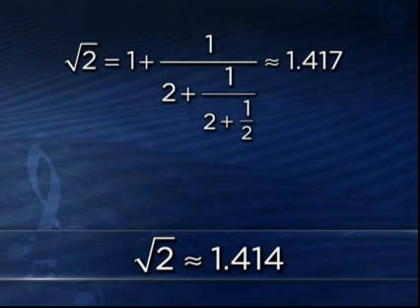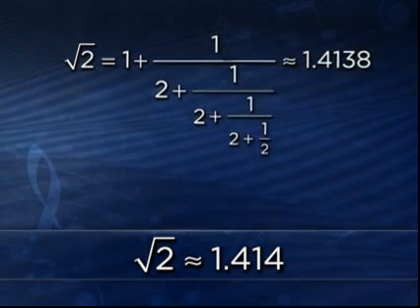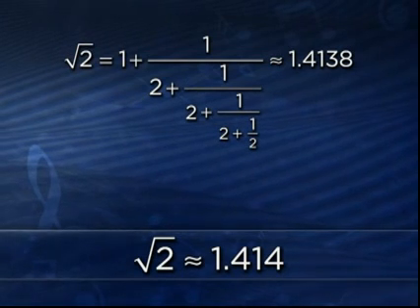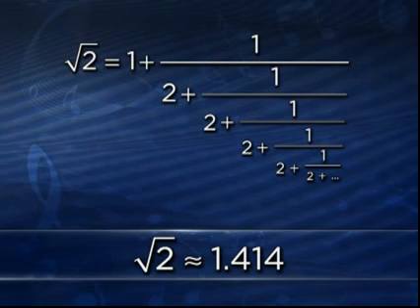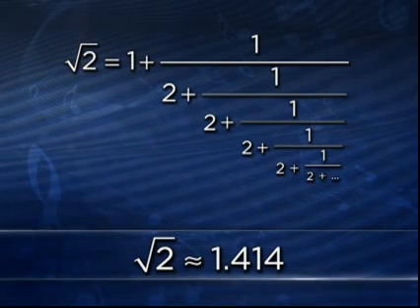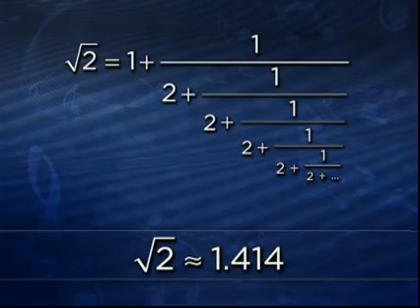Remember, the square root of 2 is 1.414, on and on and on. If we stop after 4 layers, we get 1.4138. We're getting very close. And you can see that as we take more and more layers of our continued fraction, we're approximating the square root of 2. That's the whole point of continued fractions, that they give us a nice rational approximation.